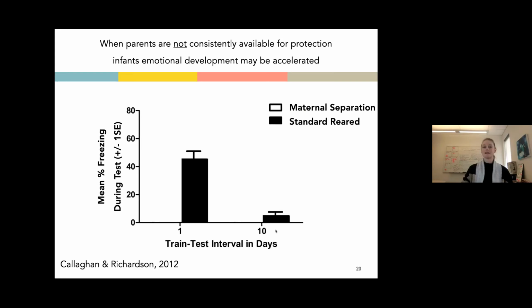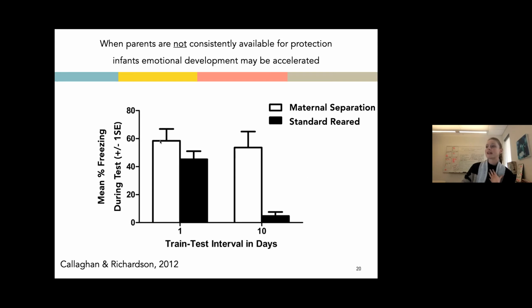So there's an idea here that they can learn about things that may be immediately relevant, but because their parent is around, they ultimately don't need to hold on to those fear associations for long periods of time. In contrast, the pups who were exposed to this deprivation or neglect, maternal separation, actually behave more like adults. They show really strong fear responses, regardless of when they're tested, either immediately or at a delay. So again, this seems like development might be accelerated following a period of neglect or adversity in the pups.